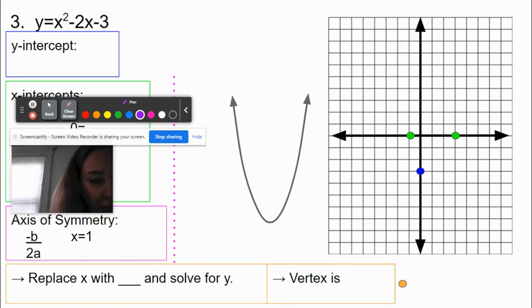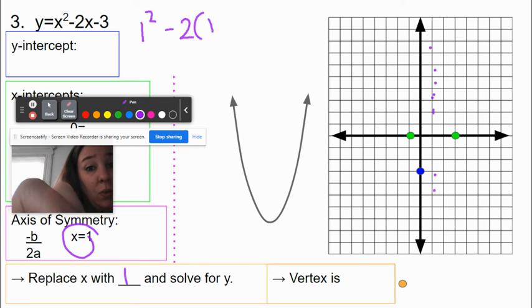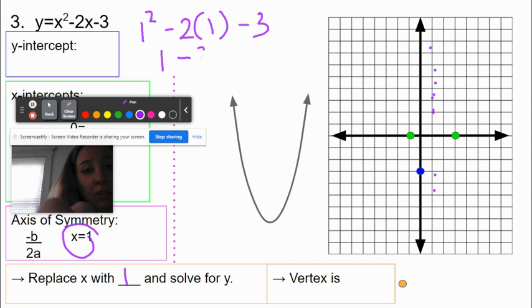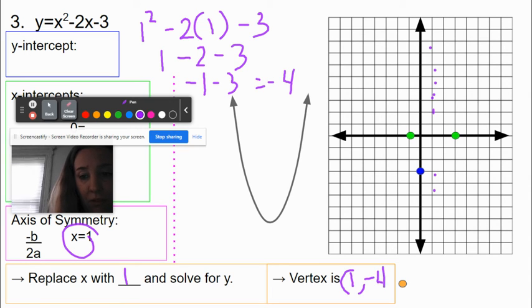Okay, so axis of symmetry is 1, meaning that it's going to be running right down here, right? So I'm going to replace x with 1 and solve for my vertex. So I've got 1 squared minus 2 times 1 minus 3, which is 1 minus 2 minus 3. 1 minus 2 is negative 1, minus 3, negative 4. So my vertex is this 1, negative 4.